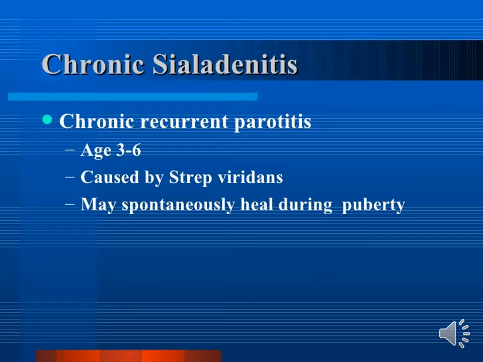Chronic recurrent parotitis. The affection of the parotid gland is called parotitis. It occurs at the age between 3 to 6 years, caused by Streptococcus viridans, and may heal spontaneously during puberty.